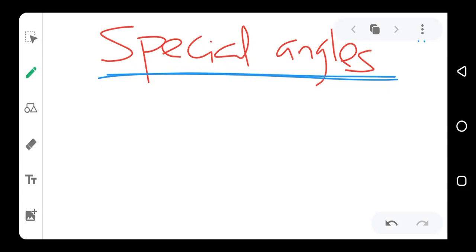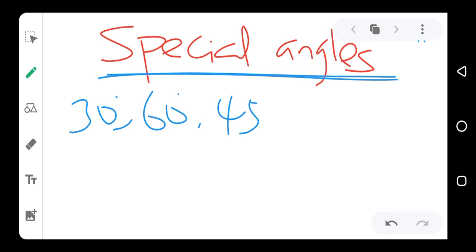The special angles we are going to learn how to get are angle 30 degrees, angle 60 degrees, and angle 45 degrees. These angles are commonly used in mathematics, and so we have to learn how to derive these special angles. Let's start with angle 30 and angle 60.